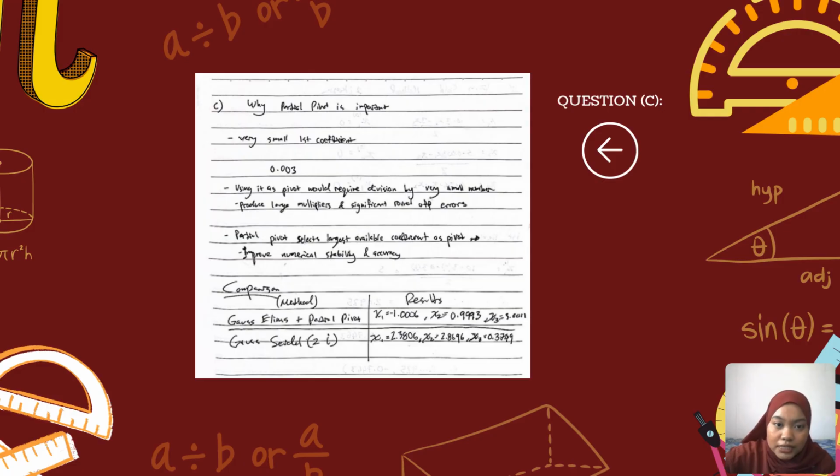Moving on to question C. For question C, we discuss why partial pivoting is important. In this problem, the first coefficient.